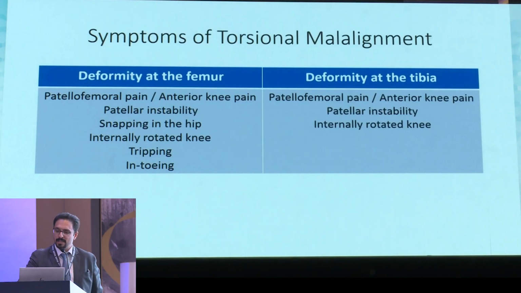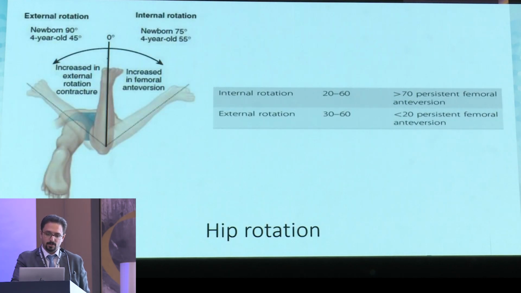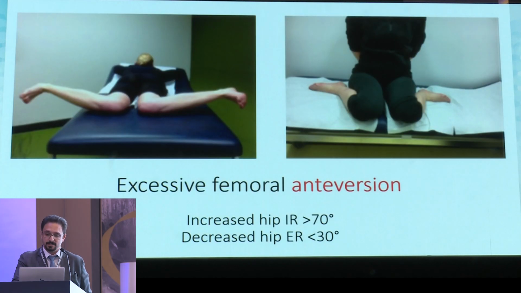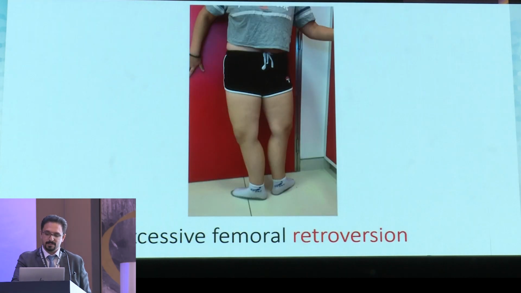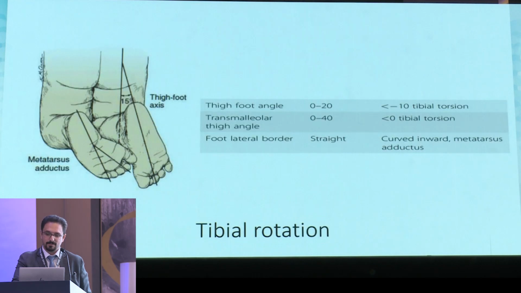So torsional problems can cause many issues. It can be at the femur or at the tibia level. For the sake of this talk, we're going to focus on patellar instability and anterior knee pain. Don't forget to assess hip range of motion. If there is increased internal rotation and decreased external rotation, you should think of excessive femoral anteversion, like in this case, and this case as well. This is the other way around, excessive femoral retroversion, and you look at the thigh-foot axis, as we said, all right?